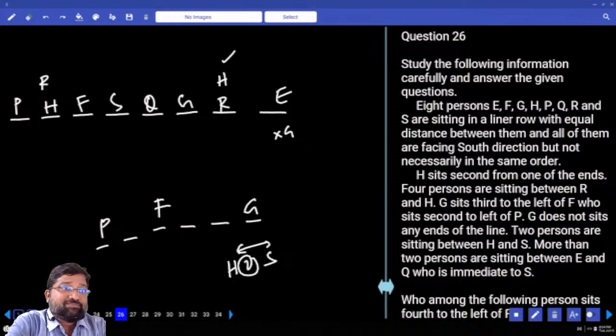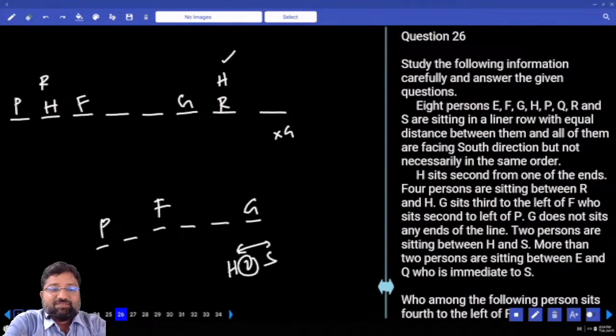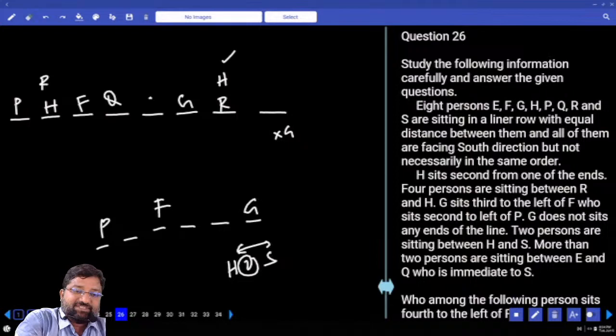But there is a problem. More than 2 persons are sitting between Q and E. No way kada. So 100% guarantee this is Q, this is S, this is E. If this is H, pakka this has to be H, because he said 2 persons are sitting between H and S.